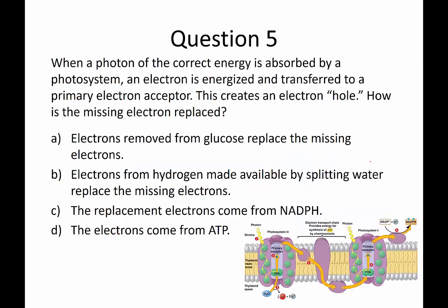So to review all of that, here's a question for Blackboard. When a photon of the correct energy is absorbed by a photosystem, an electron is energized and transferred to a primary electron acceptor. This creates an electron hole. How is the missing electron replaced?